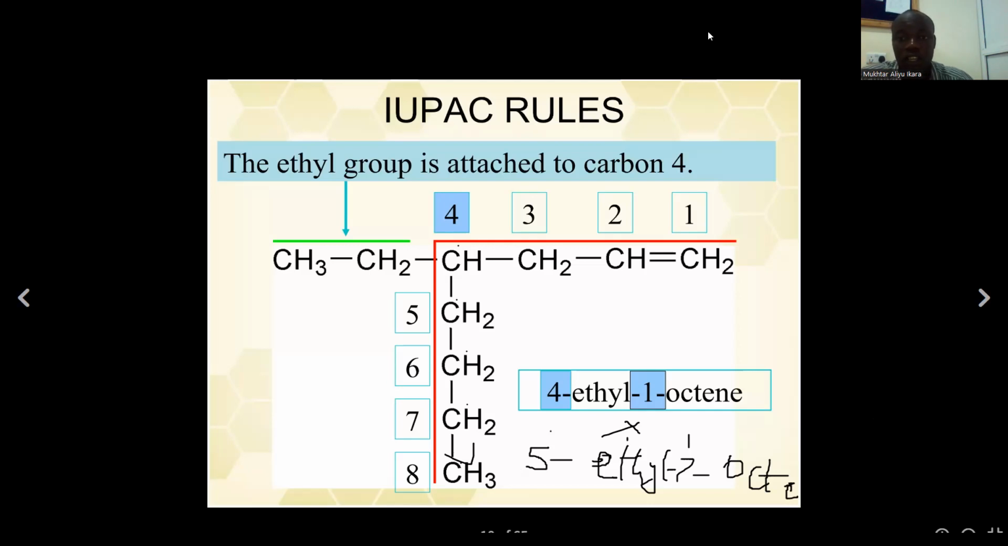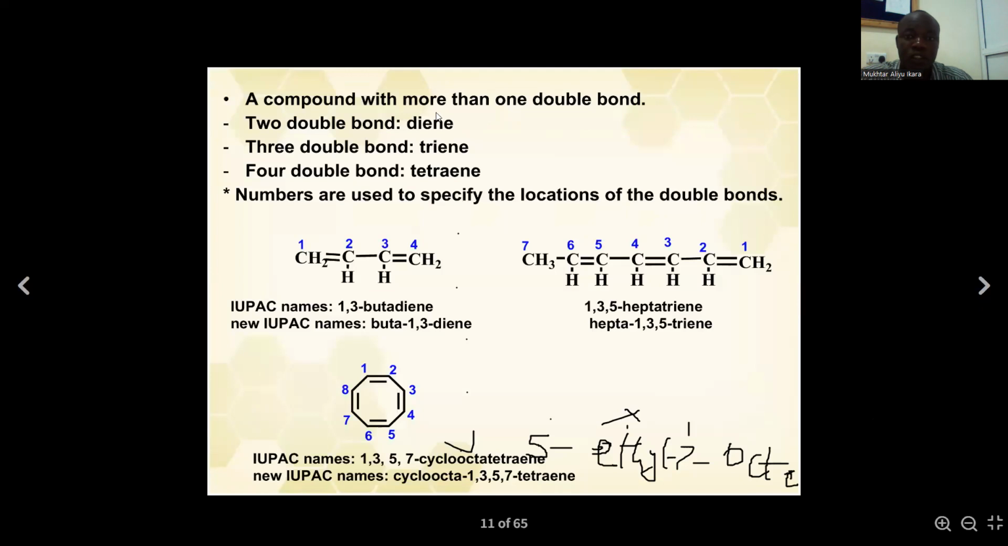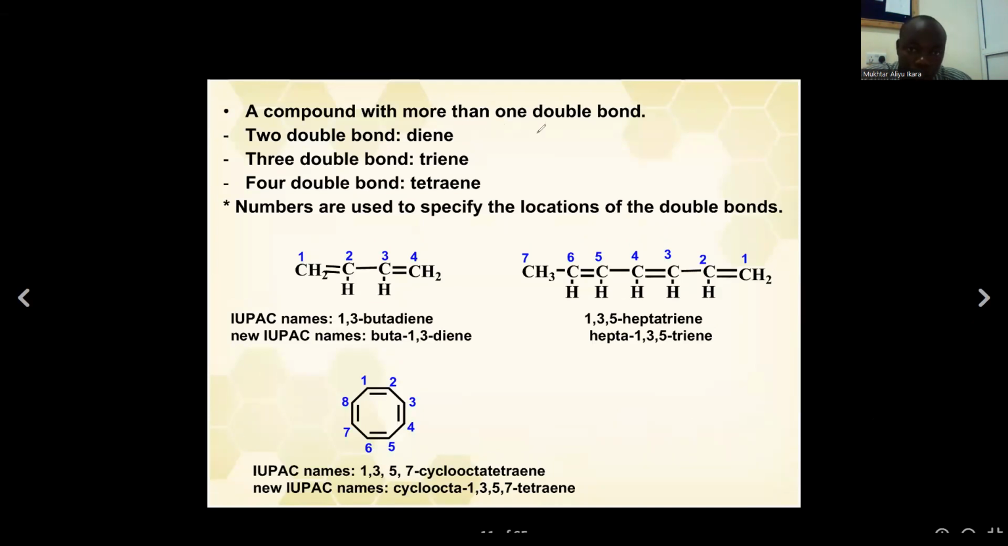Then the next thing is a compound with more than one double bond. If you have a compound with more than one double bond, so 2 double bonds, you name it as diene with the position. Then with 3, it will be triene. With 4, it will be tetraene. So numbers are used to specify the locations of the double bonds.